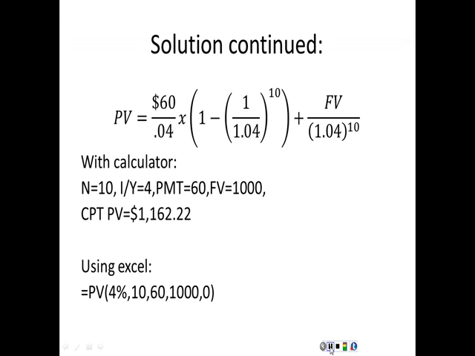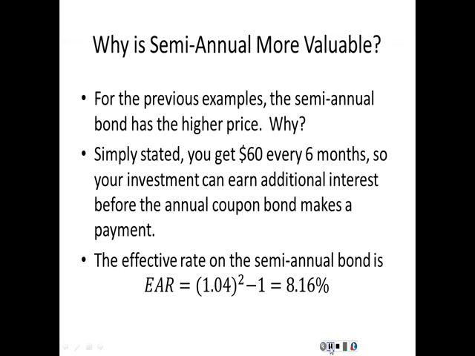So here's our by-hand equation. Notice the coupon's cut in half, the interest rate's cut in half, and the number of payments is doubled. So we solve this with a financial calculator. And when we solve this, we get 1162.22, which if you look back to our previous slides is about $3 higher. So the question is, why is the semi-annual bond priced higher, or why is it priced more?